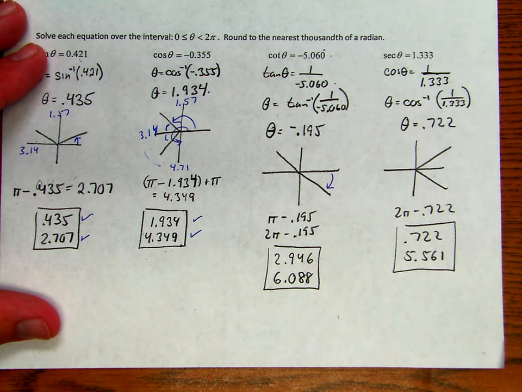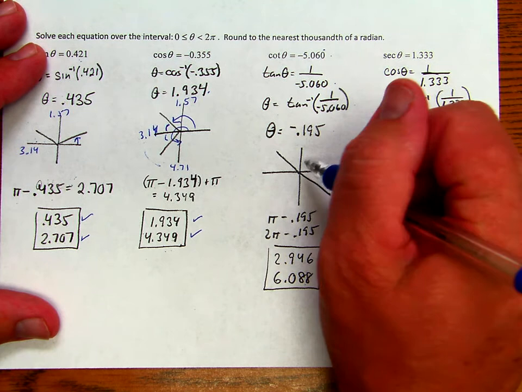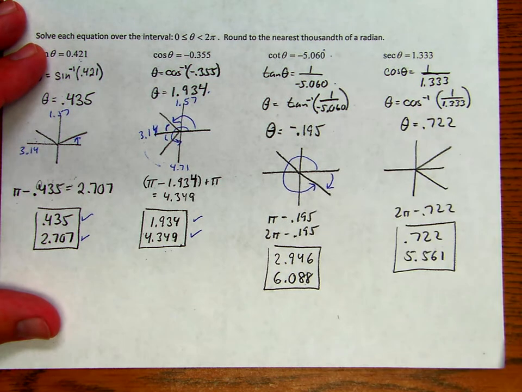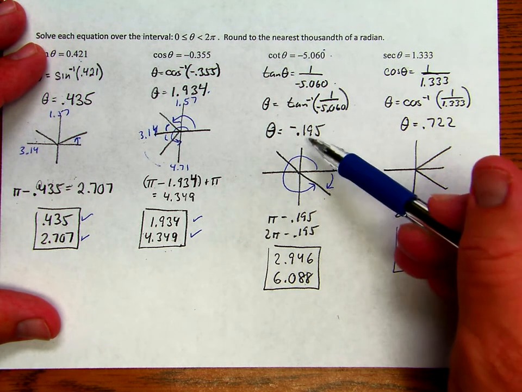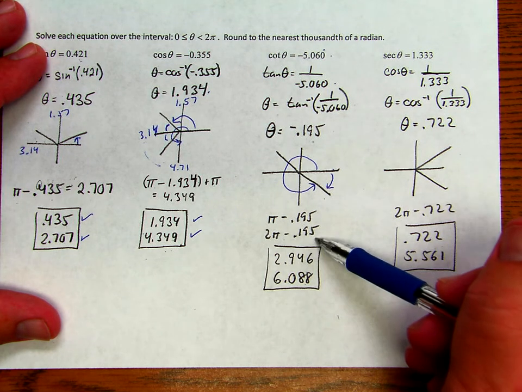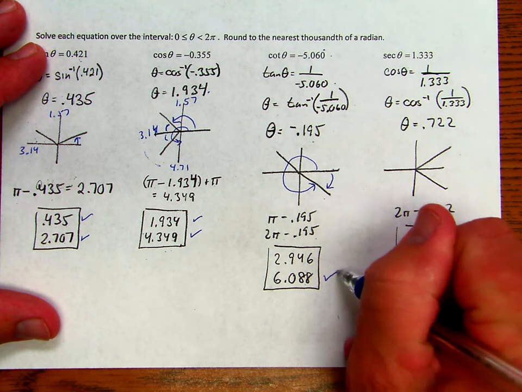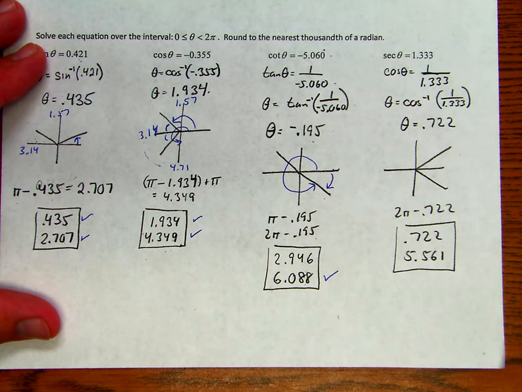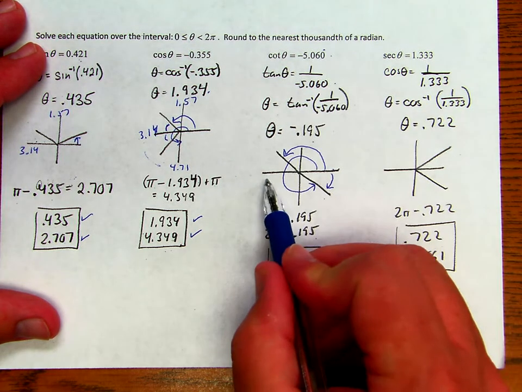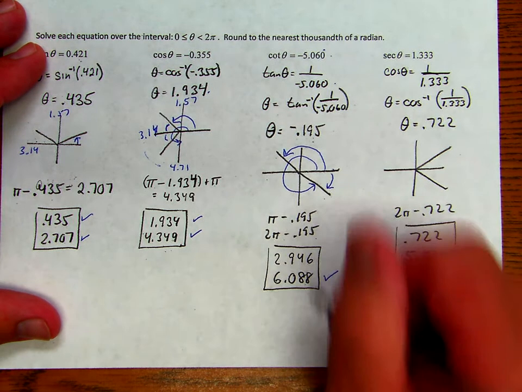So what we need to do is get that same solution, the coterminal solution, rotating in the positive direction. That'll be 2 pi minus 0.195. That gives us that 6.08 number. Now we need the second quadrant solution, so that's going to be pi minus 0.195. That gives you the 2.946.